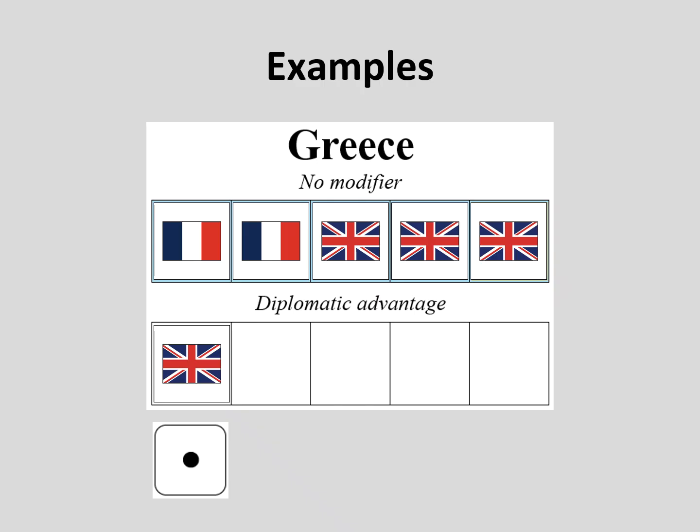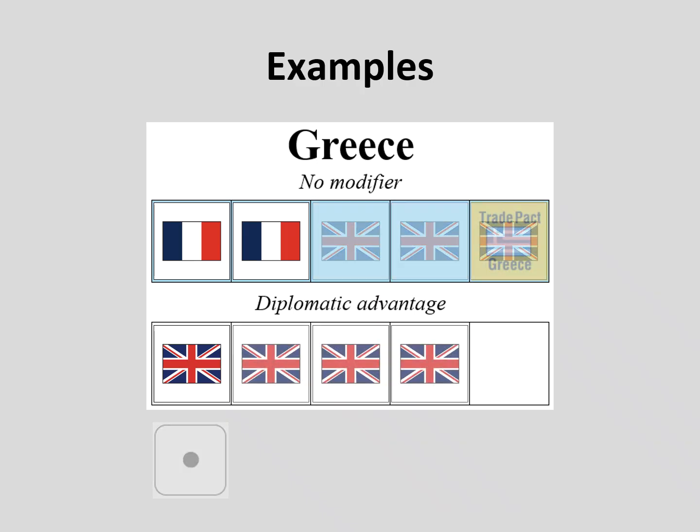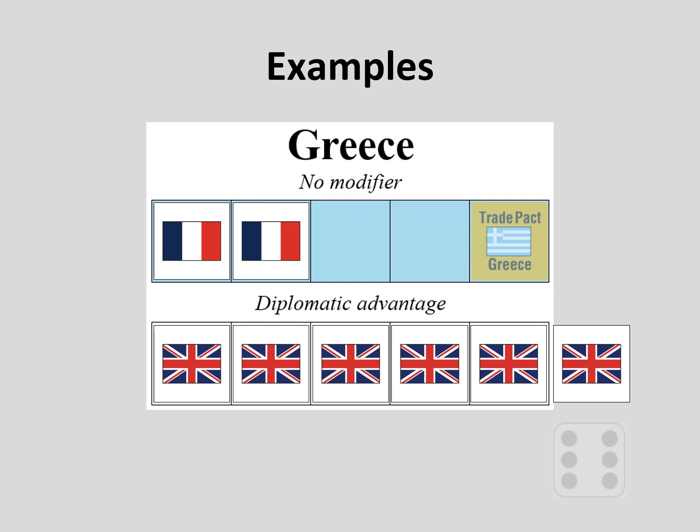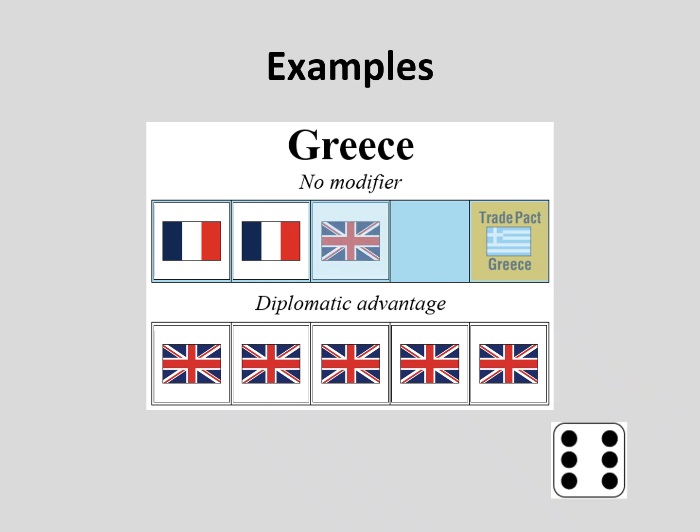If Britain had started with a diplomatic advantage of 4, then increased this to 6, it would be guaranteed to get at least 1 diplomatic result, even on a diplomatic die roll of 6. That is why the diplomatic advantage row has only 5 cells. At the end of the diplomatic phase, neither side can ever have a diplomatic advantage greater than 5.